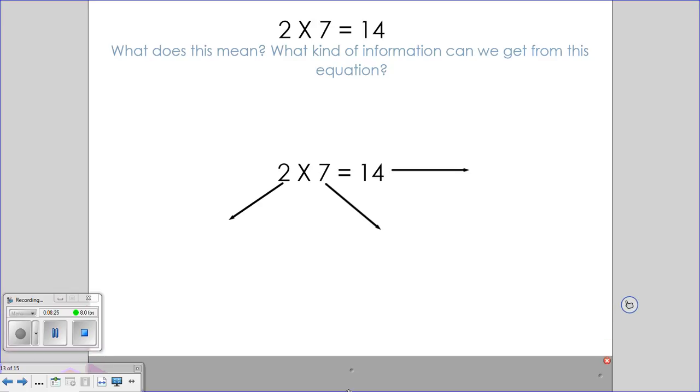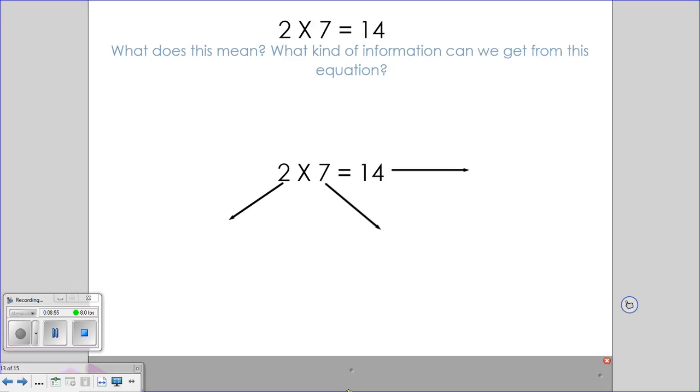Alright, I want you to write this down and leave some space because we're going to talk about what each of those numbers means. On the same page, if you have space. If not, you can turn the page. Okay, so we have the problem 2 times 7 equals 14. And Mitchell did a really nice job of explaining that 2 means that we have 2 groups.